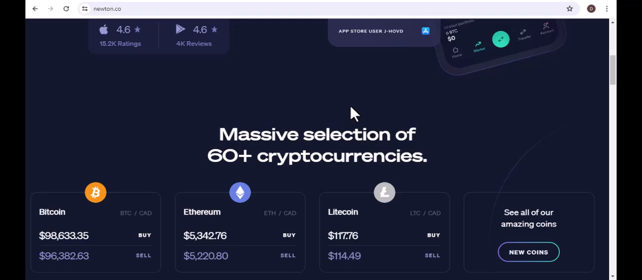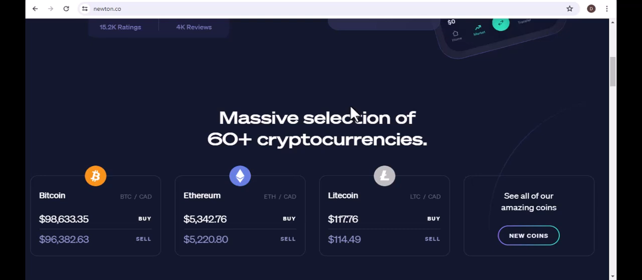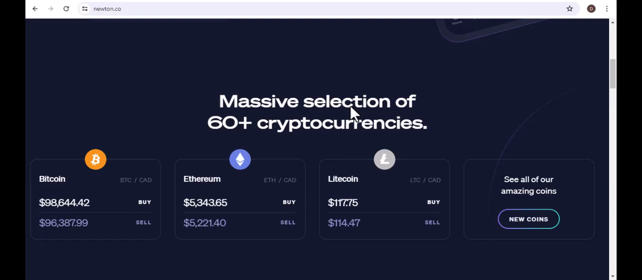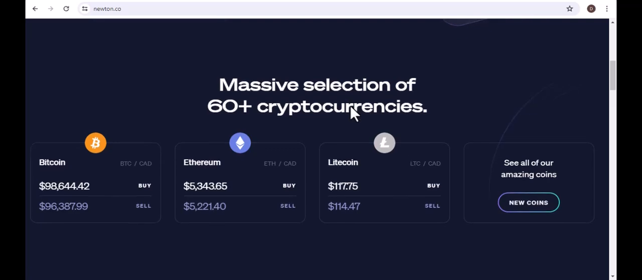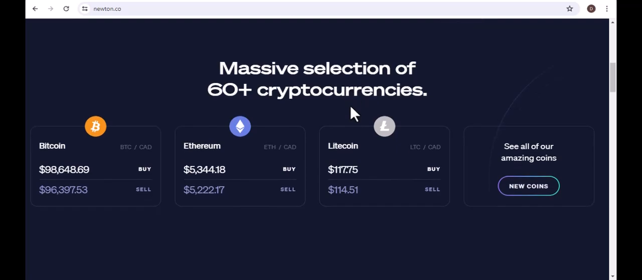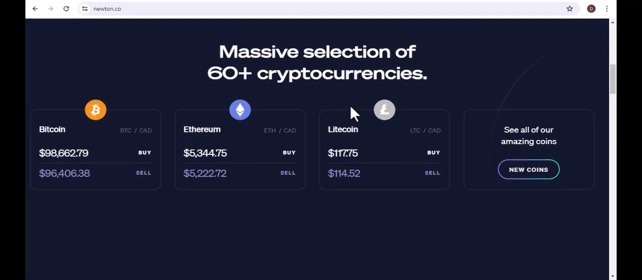Before we dive into the nitty-gritty, it's crucial to have a few things in order. First and foremost, you need to have a verified Newton account. This means you've completed the necessary identification and verification processes required by Newton to comply with Canadian regulations. This is a standard procedure for any financial platform and helps ensure the security of your account and the broader financial system. Secondly, you need to have a bank account linked to your Newton account. This is the destination for your funds.